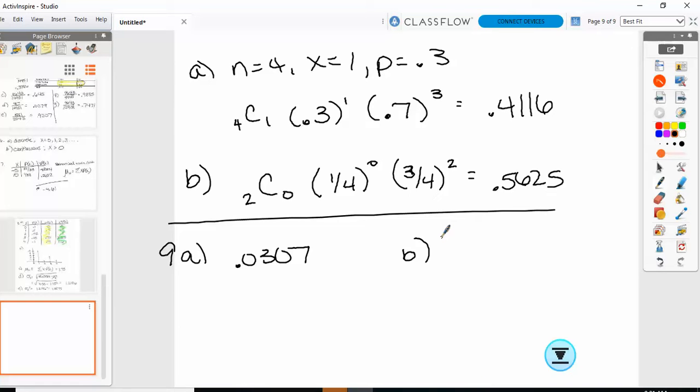Second one, my N was 8, so that's the back of the first page. Probability is 0.95, so that's the very last column, and we want X to be 7. And we get 0.2793.